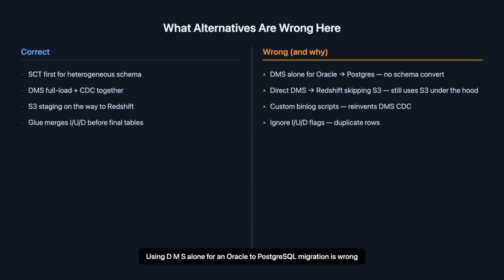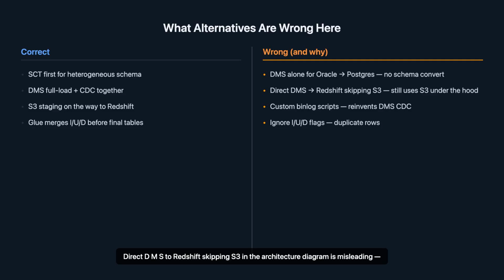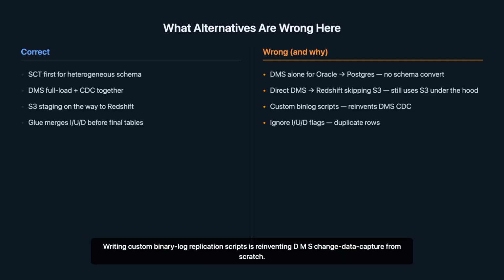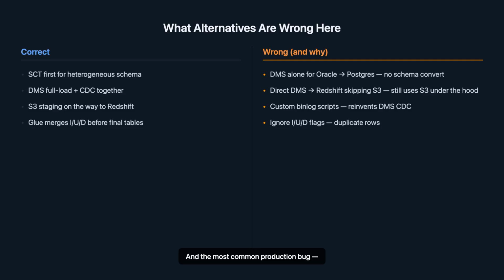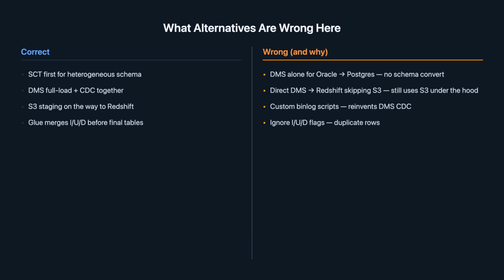Using DMS alone for an Oracle to PostgreSQL migration is wrong because DMS does not convert stored procedures or complex schema between dissimilar engines. Direct DMS to Redshift skipping S3 in the architecture diagram is misleading. As we just saw, S3 is always there. Writing custom binary log replication scripts is reinventing DMS change data capture from scratch. And the most common production bug, ignoring the change flag column, produces duplicate rows in the curated tables because updates get appended instead of merged.